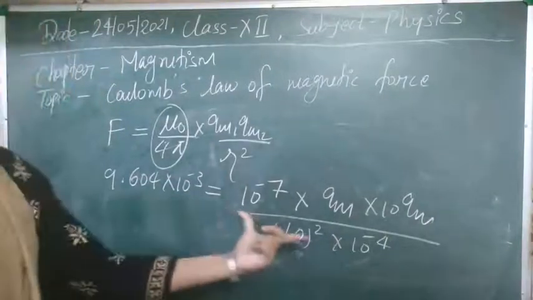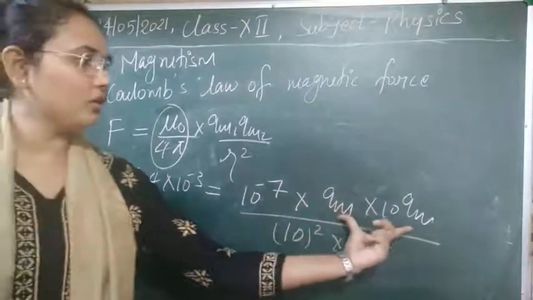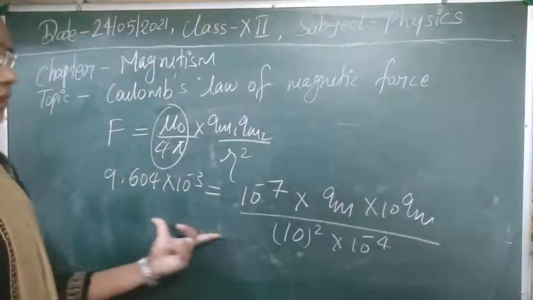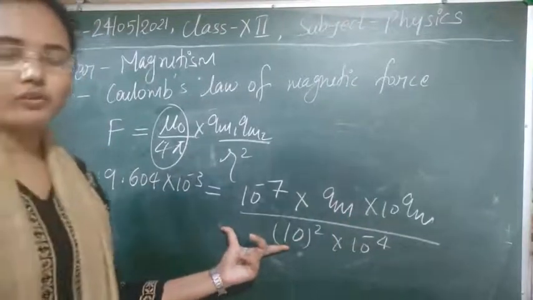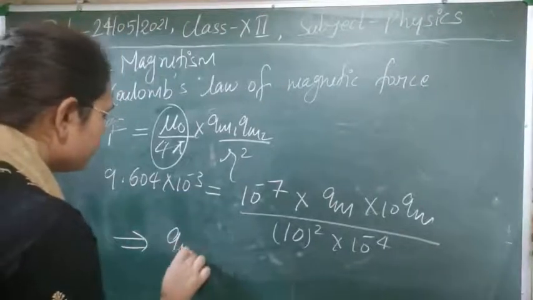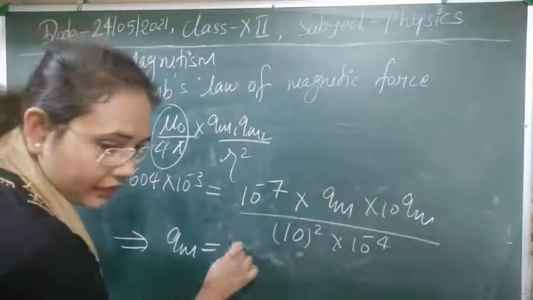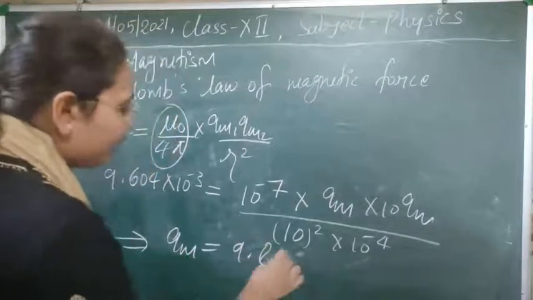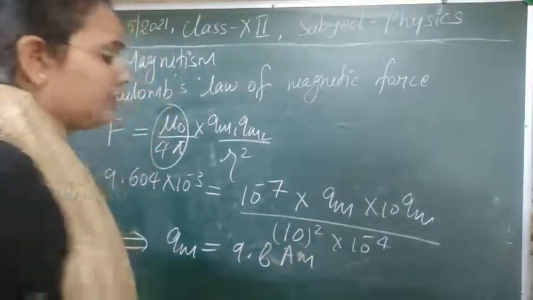Now we have written all these terms, then you have to find out Qm from here. You can easily solve this equation and find the value of Qm. After solving, you can see that Qm is equal to 9.8 ampere meter. Clear?